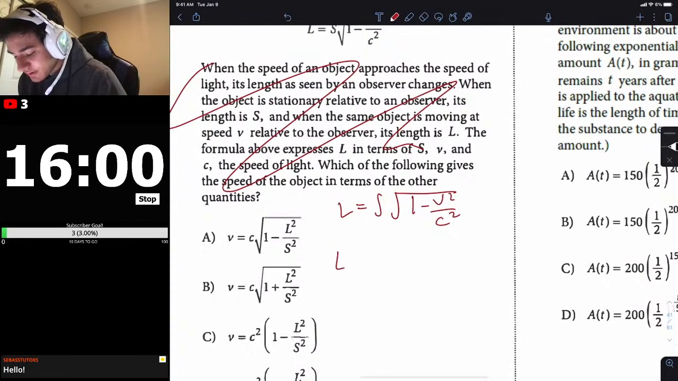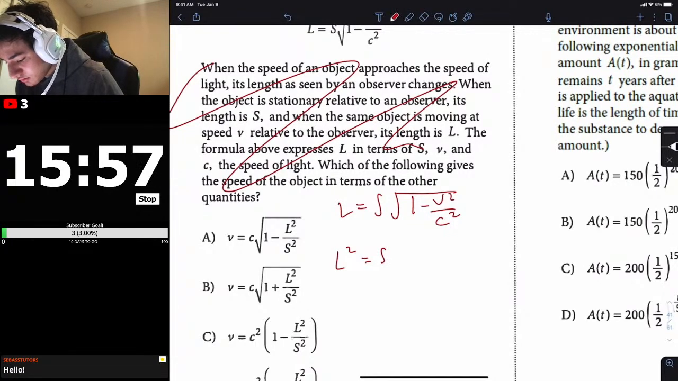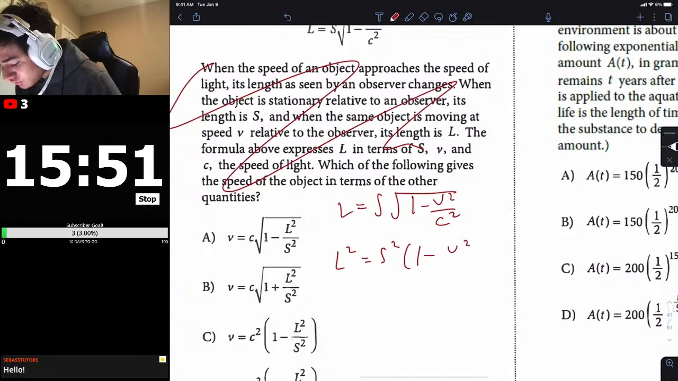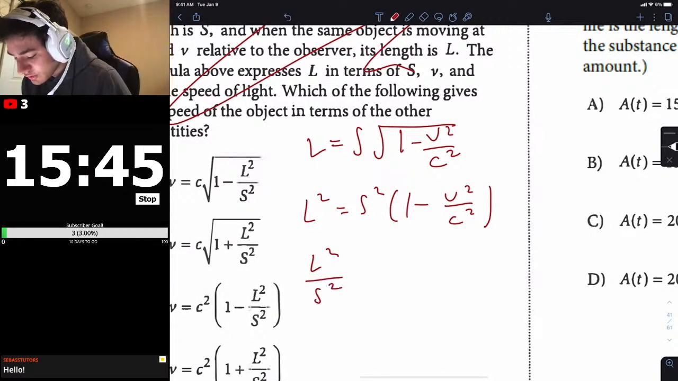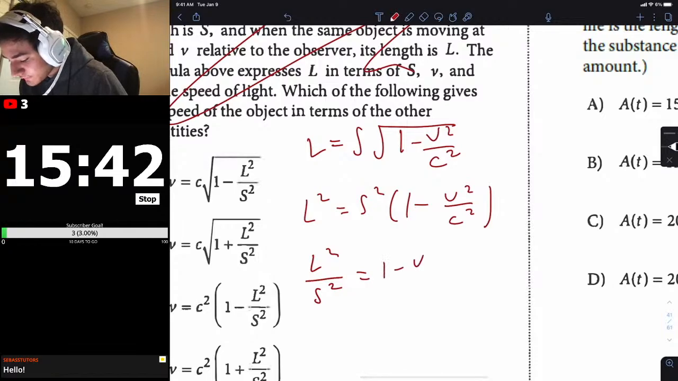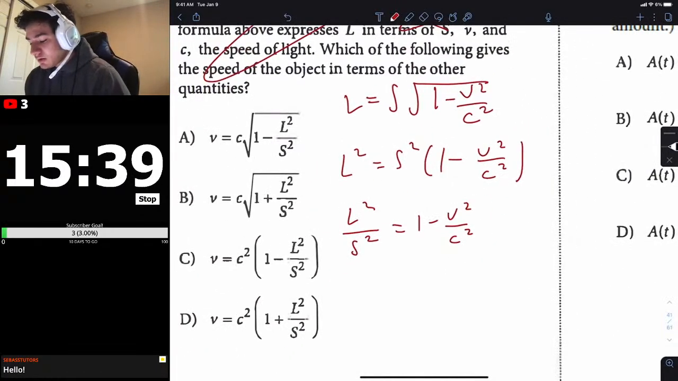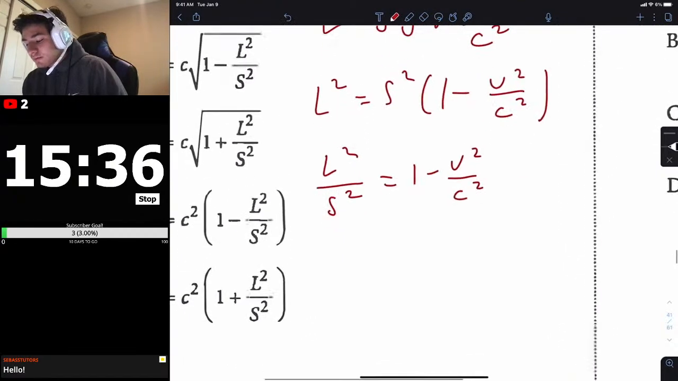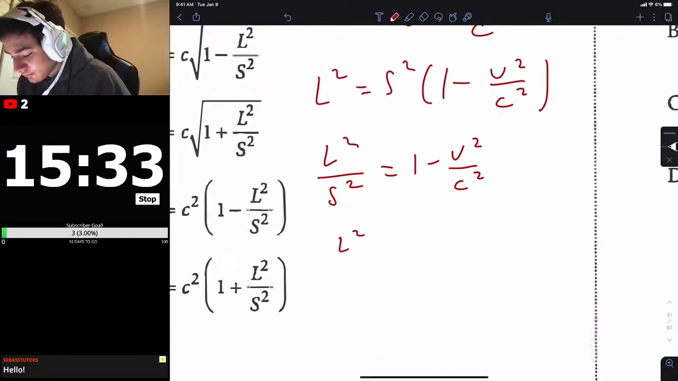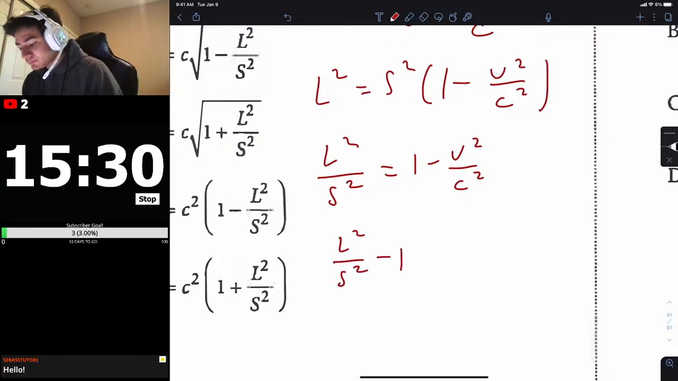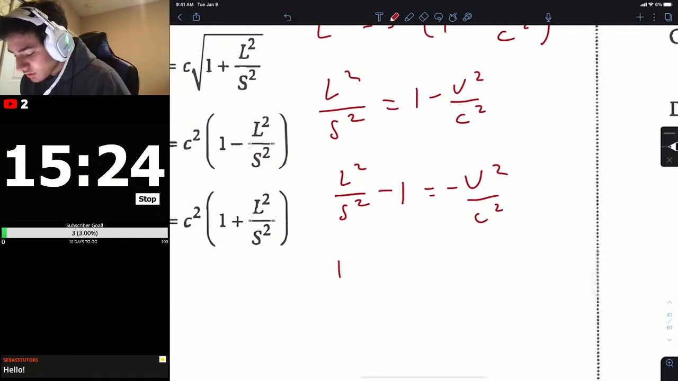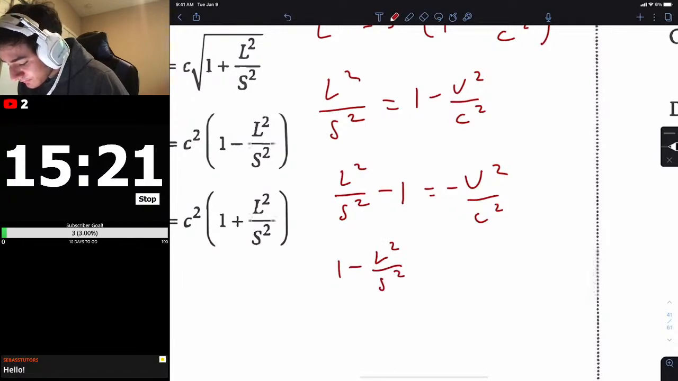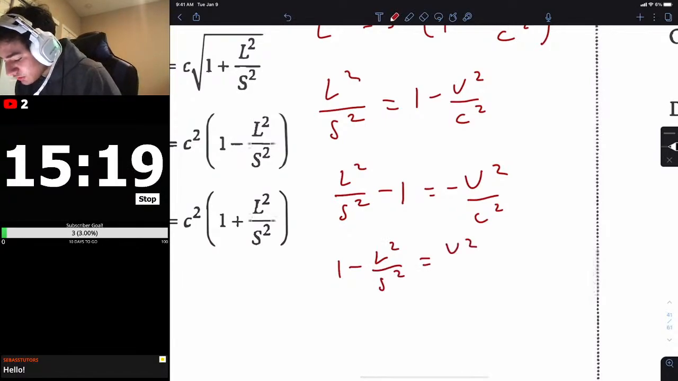Let's square both sides. L squared equals s squared times 1 minus v squared over c squared. Let's divide by s squared. So L squared over s squared equals 1 minus v squared over c squared. Cool. I'm going to go ahead and subtract 1. So I get L squared over s squared minus 1 equals negative v squared over c squared. Now I'm going to go ahead and multiply by negative 1 here. So I get 1 minus L squared over s squared equals v squared over c squared.